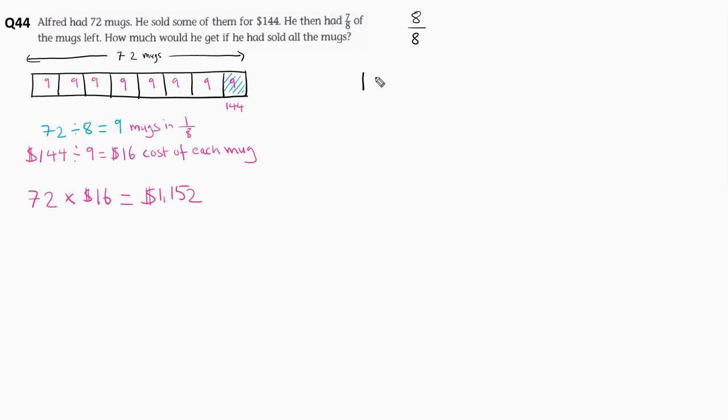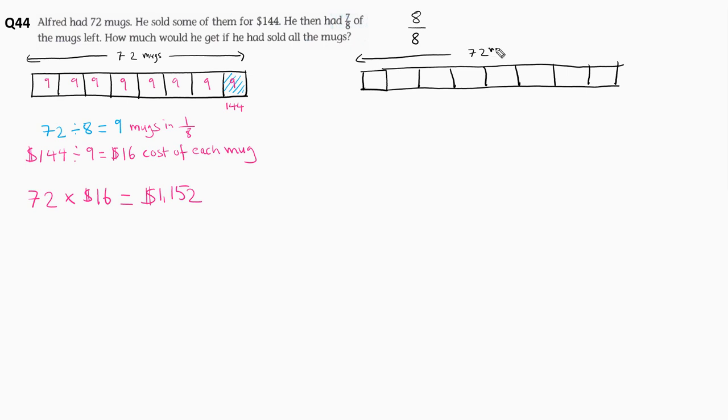I'll draw the model again just to be sure. So that's 1, 2, 3, 4, 5, 6, 7, and 8. Because you might have done it this way, and I think this is actually better personally, but both ways are valid. So 1, 2, 3, 4, 5, 6, 7, 8. So this is the 72 mugs. All right. We know that 1/8 was sold, 7/8 were left. We're happy with that.